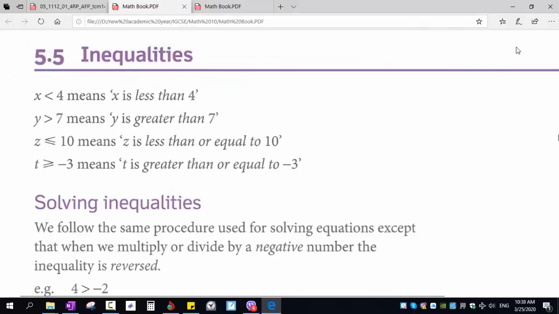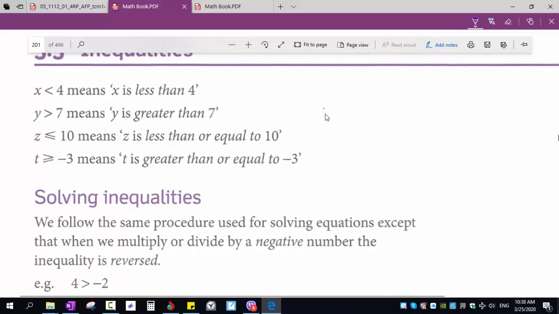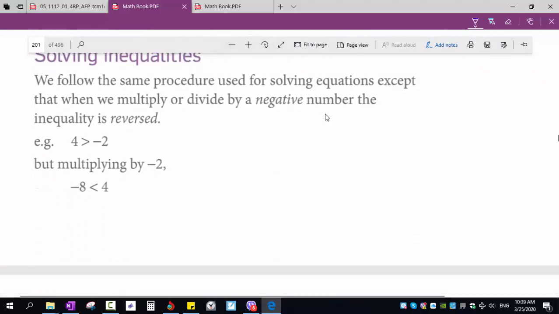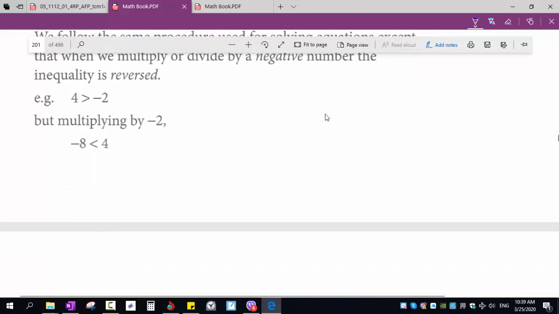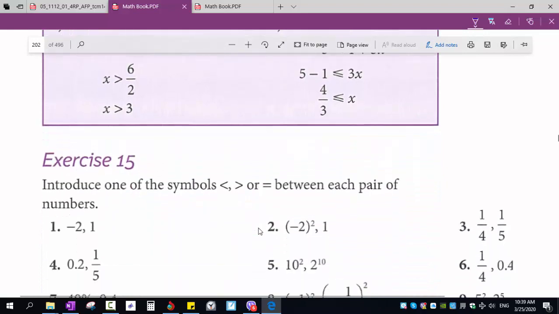We are going to talk about inequalities, Unit 5.5, page 191. The very basic thing about inequality is comparing two quantities, sometimes numbers or two expressions. We just compare them, which one is greater than the other one. Some worked examples are here.